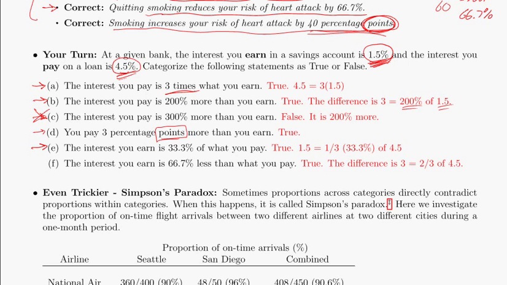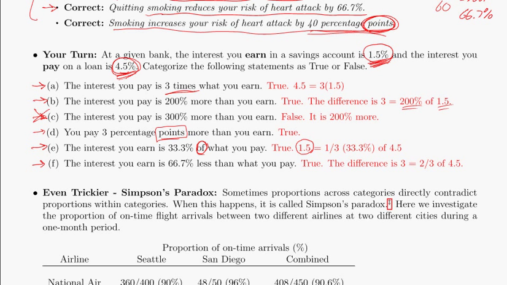The interest you earn is 33.3% of what you pay. Well, that's true because if you look at what you earn, it's 1.5. And expressed in terms of what you pay, that is actually 1/3 of what you pay, or 33.3% of what you pay. And by the way, you got to look at that. The key word here is "of." The interest you earn is 33.3% of what you pay. Whereas, well, let's do the next one.